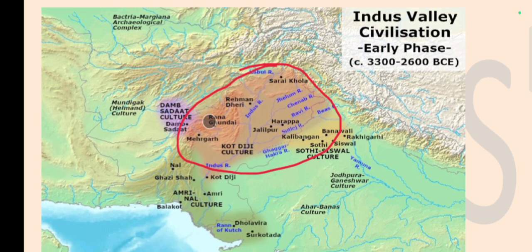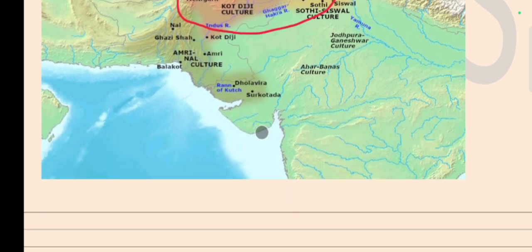As I said in the earlier classes, I'm going to show you through the map how the Indus Valley civilization is distributed through the early phase, later phase, and mature Harappan phase. You can see the red color over here. This is the distribution of the early phase of Indus Valley civilization. You can see the Kot Diji culture over here, Sothi-Siswal culture and Amri-Nal culture, Balakot, Surkotada. These all come under the mature phase, but the red color indicates the early phase.